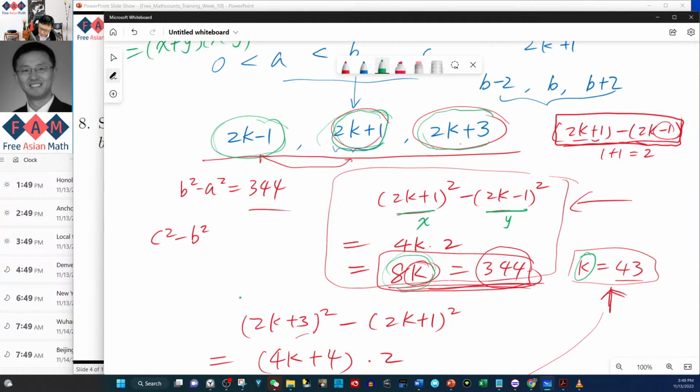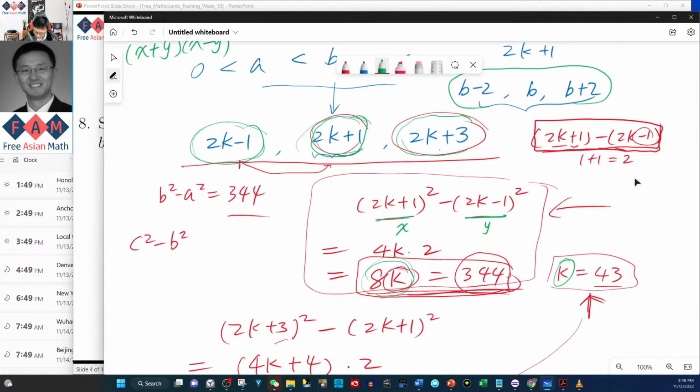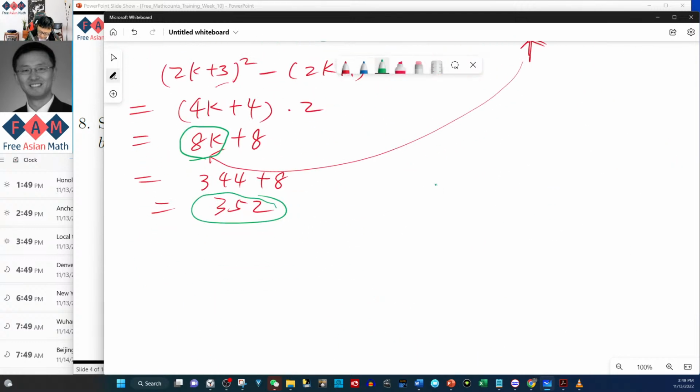So now back to our earlier question. If we represent the three numbers just in terms of b minus 2 and b plus 2, will that work? Actually, we can try that, right? So b squared minus a squared, because we know a is just b minus 2. So that's just b squared minus b minus 2 squared.